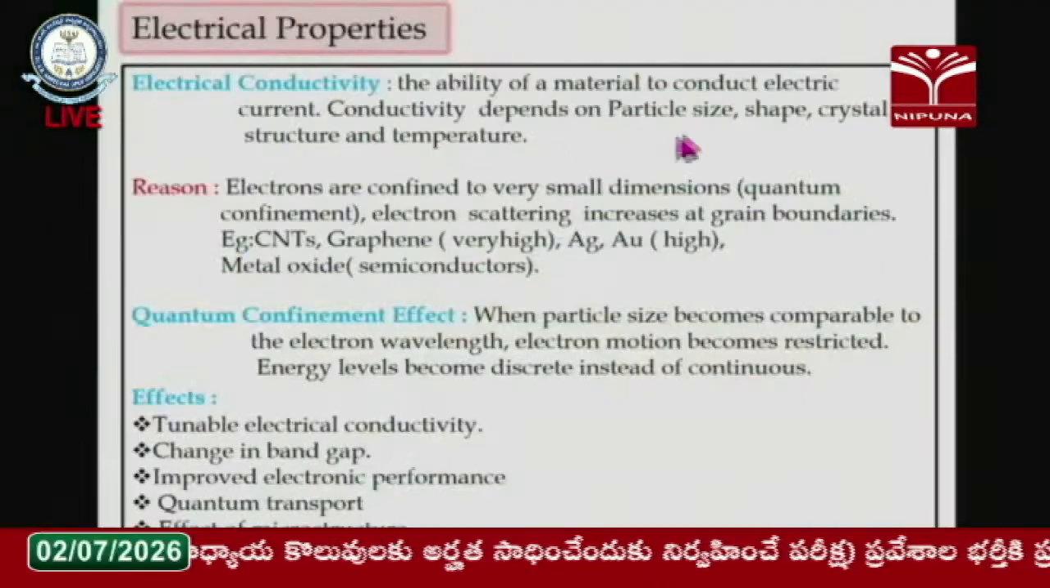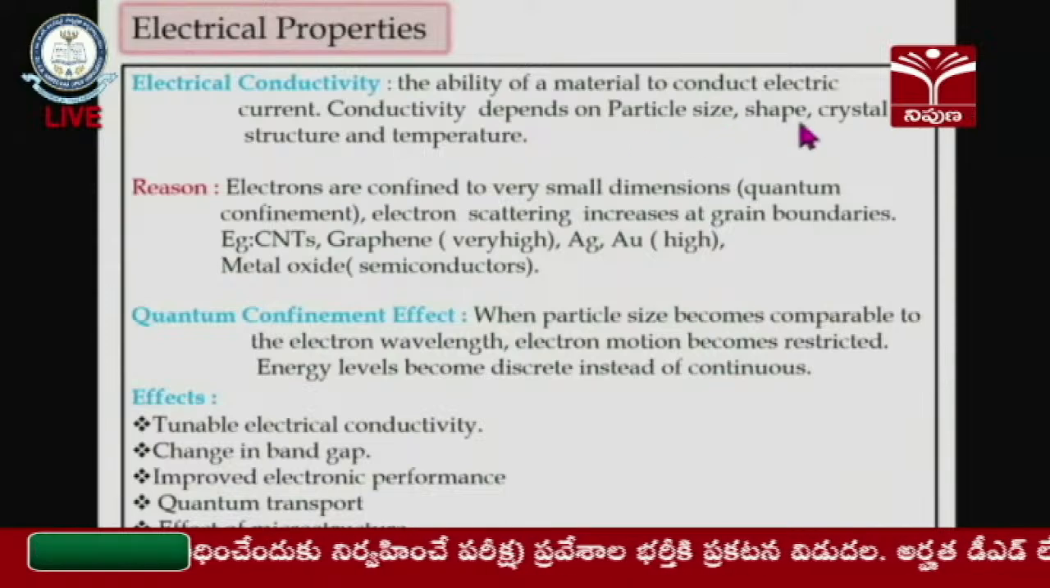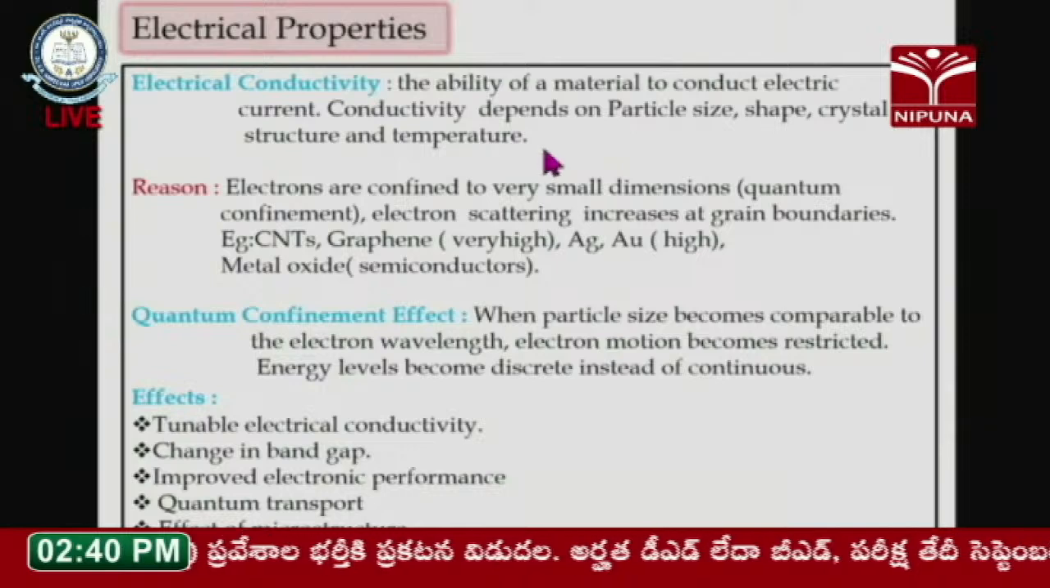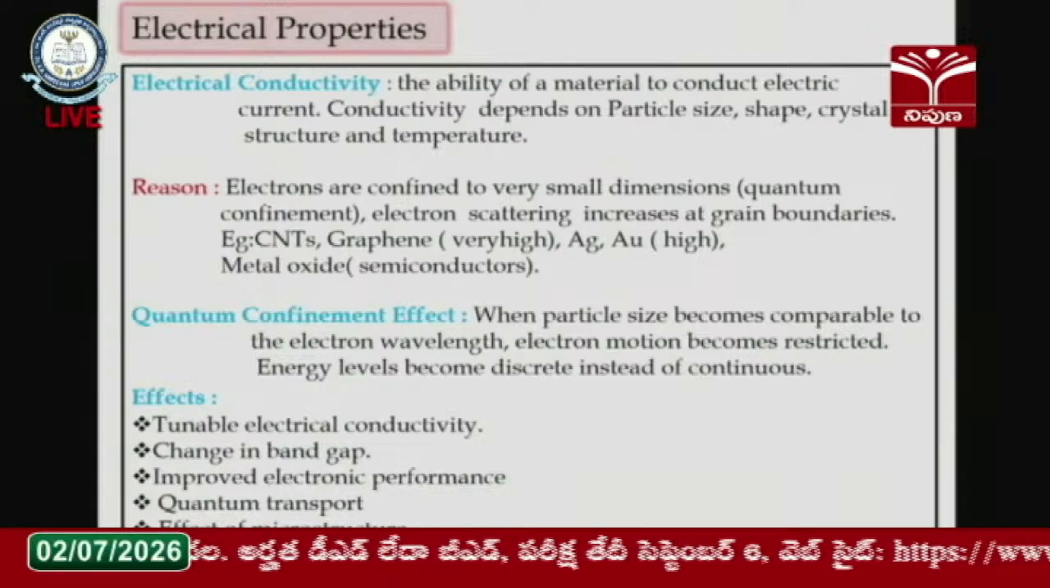Now coming to electrical properties, this is a very important concept in nanomaterials. Yes, that is electrical conductivity. We know unless the electron flows, there is no current. The very advantage of having this nanomaterial is that a bunch of electrons will move rather than a single electron. Since many atoms are placed on the surface, a bunch of electrons will move from one place to the other place. The ability of a material to conduct electric current depends on the particle size, shape, crystal structure, and even temperature. We know the conductivity depends on the temperature.